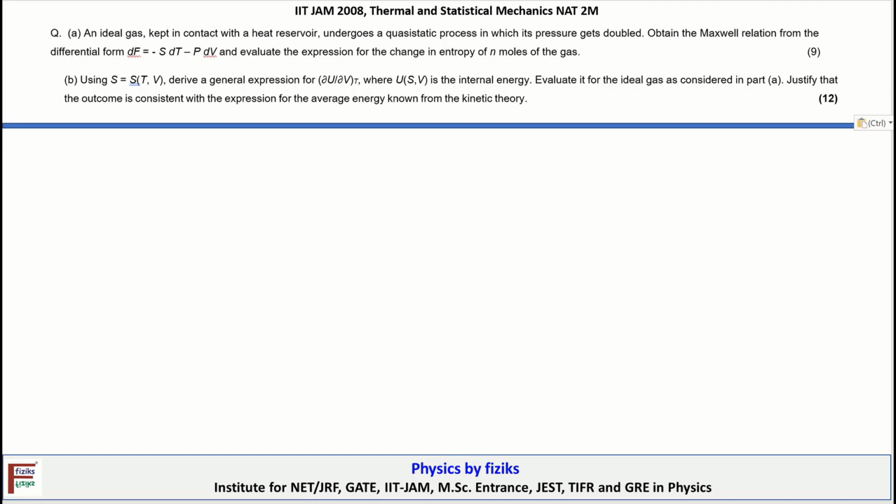So we will continue with the second part of this question. The first part we have already done. Okay, so let's pay attention to the second part.